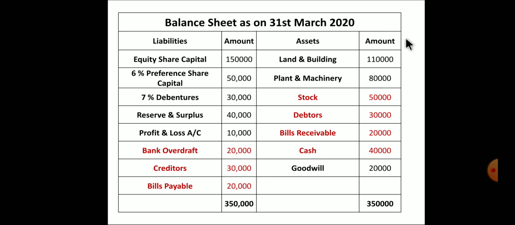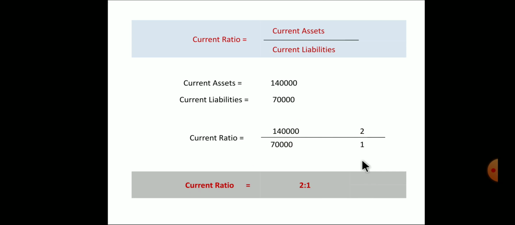On the asset side, land and building 1,10,000, fixed asset. Plant and machinery is fixed asset 80,000. Stock 50,000, it is current asset. Debtors 30,000, it is current asset. Bills receivable 20,000, it is current asset. Cash 40,000, it is current asset. Goodwill 20,000, it is not current asset but it is an intangible asset. Total balance sheet 3,50,000.